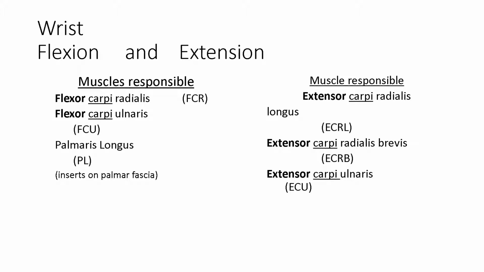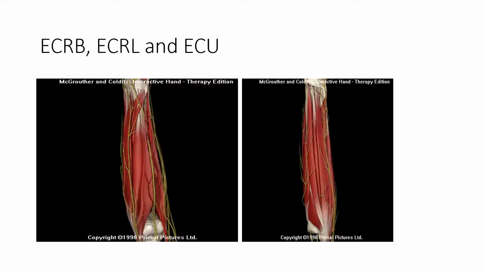Flexor obviously tells you that they flex. Carpi means they flex the wrist, the carpals. And radialis means that it's on the radial side. Ulnaris means that it's on the ulnar side. For the extensor muscles, same difference. 2 extensor muscles of the wrist on the radial side and 1 on the ulnar side.